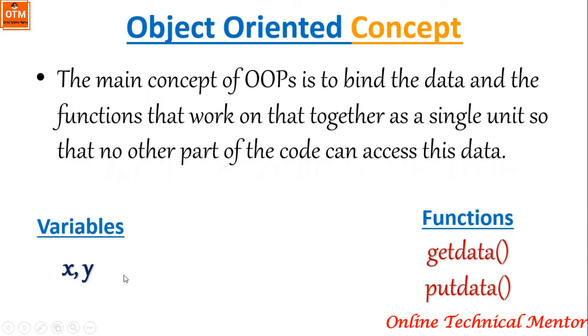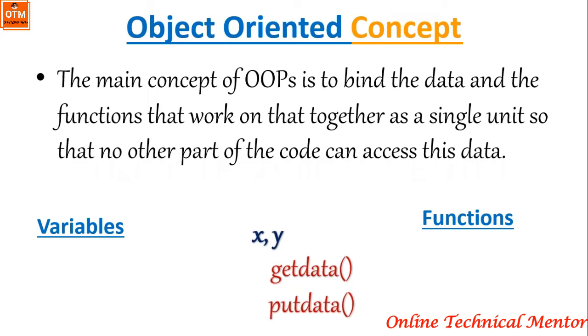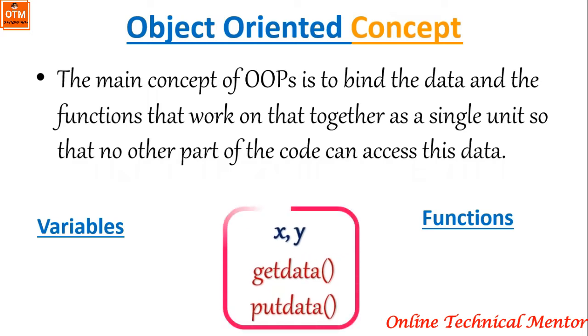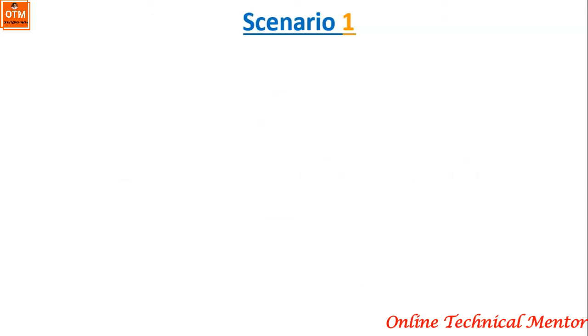Here are the two variables x and y, and also there are two functions, getData and putData. Object-oriented programming concept combines these variables and functions into a single unit. Before going into the deep details of this concept, let me tell you one scenario.